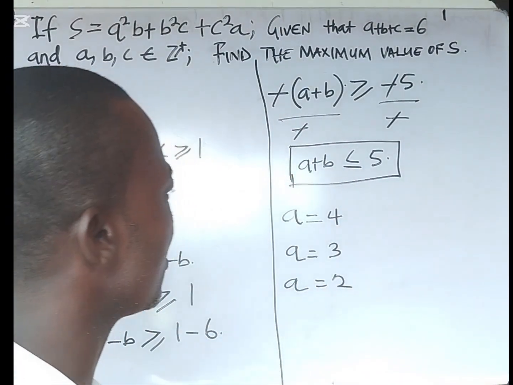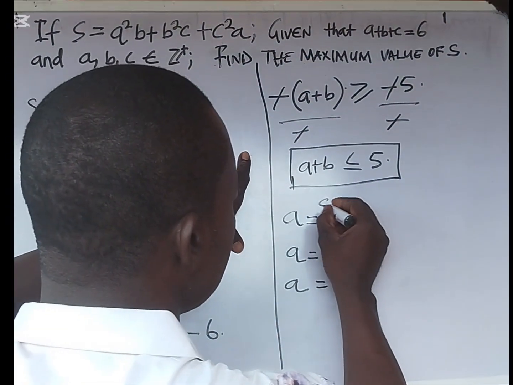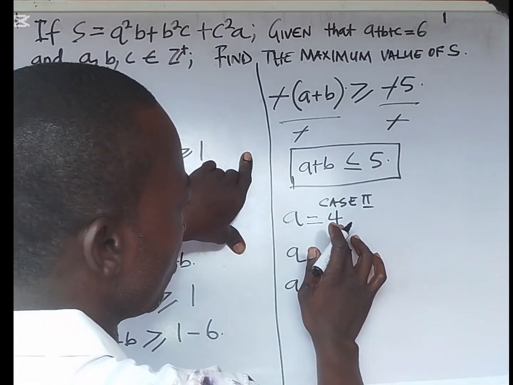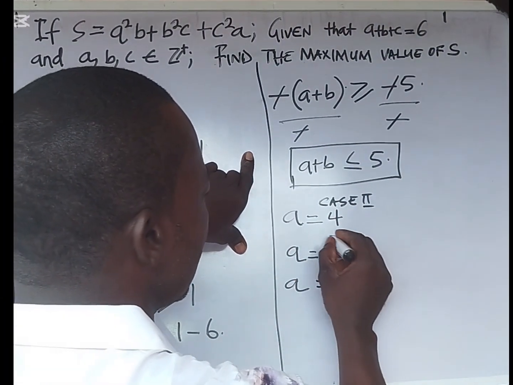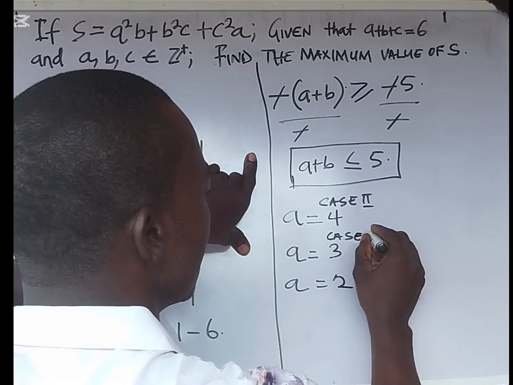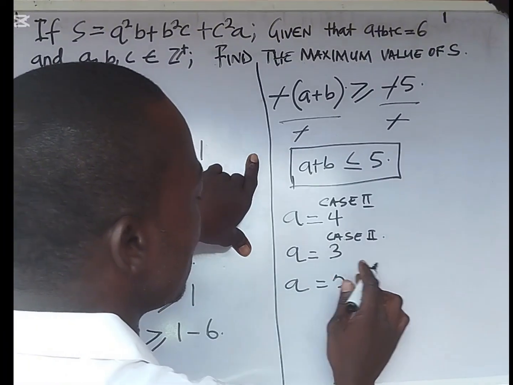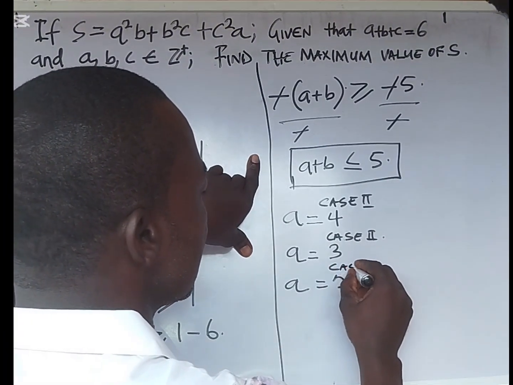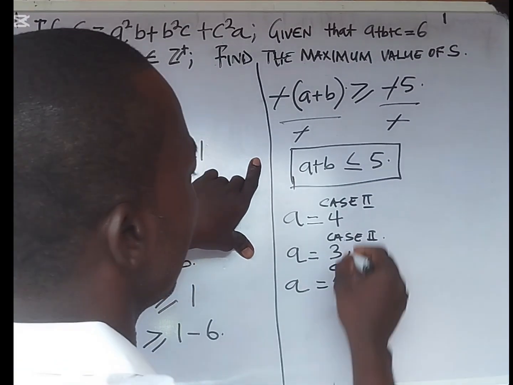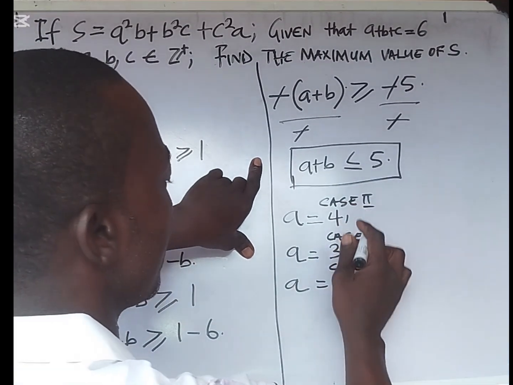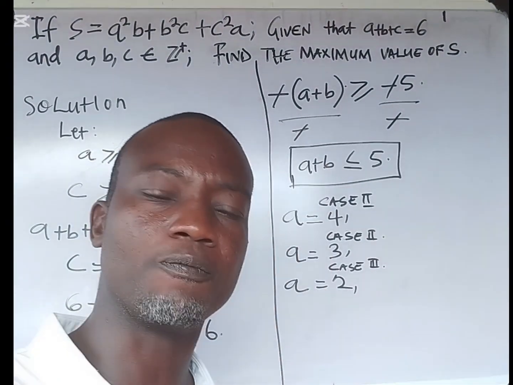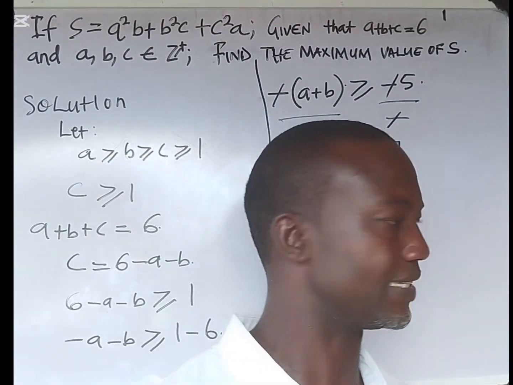So what we're going to do is consider this as case 1, where A is equal to 4. Where A is equal to 3, we'll consider it as case 2. Where A is equal to 2, we'll consider it as case 3. We have A equal to 4, A equal to 3, and A equal to 2. So we need the corresponding values of B and C in each of the cases.